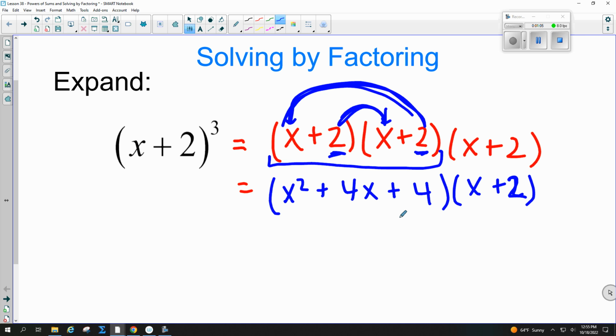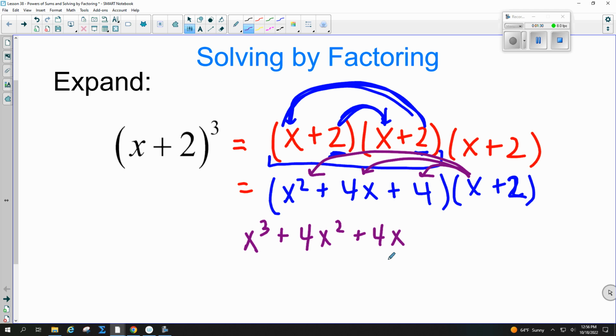Okay, now we just multiply, and you guys have already done this too. You just haven't done this all combined. But all I do is I multiply the x times all 3 terms. So I multiply the x times the x squared, which is x cubed. I multiply the x times the 4x, which is 4x squared. And I multiply the x times the 4, which is 4x. Okay, no more parentheses here.